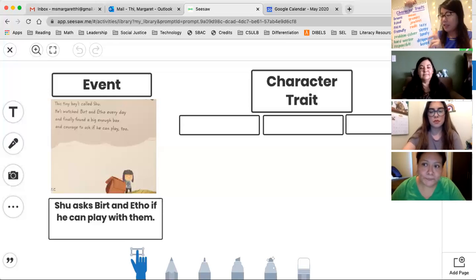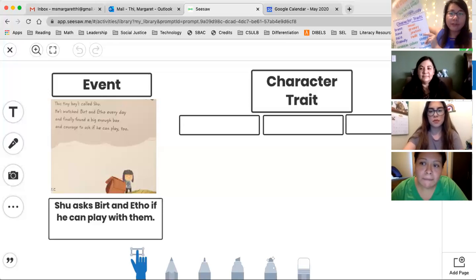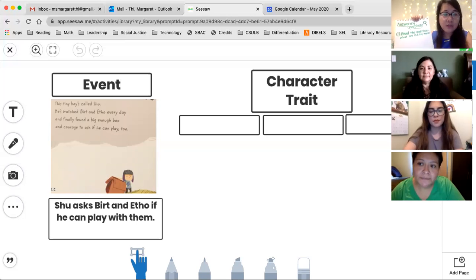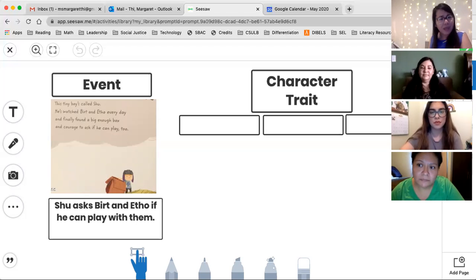Okay, so let's go to this first step. Our first example here is, oh, wrong poster. Shu asks Bert and Etho if he can play with them. So that's the event we're looking at. And I want us to think about how the character reacted. What are their thoughts, actions, or feelings? I'm going to give you some time to think.